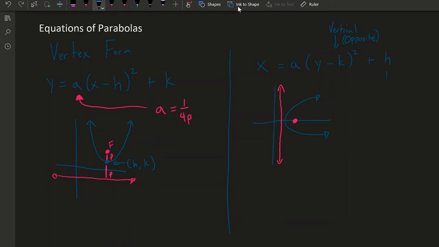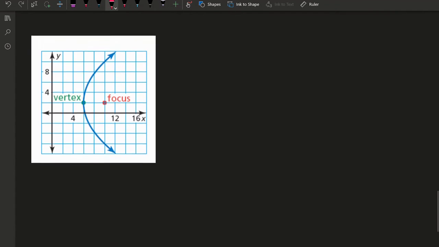And then right here, this is the horizontal translation, but in this case, the horizontal translation is going to do exactly what you think it would. But in both cases, a is equal to 1 over 4p. So let's go ahead and take a look at what that will do.